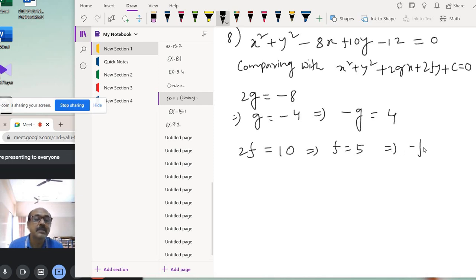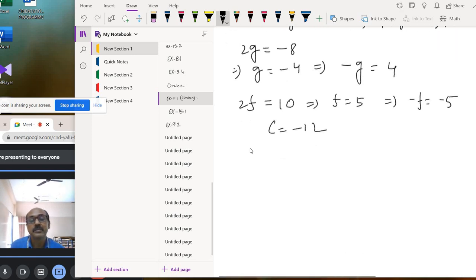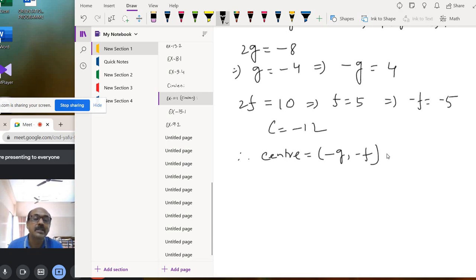So minus f equal to minus 5. Now c equal to minus 12. Therefore center equals minus g comma minus f, which is 4 comma minus 5. This is the center of the given circle.